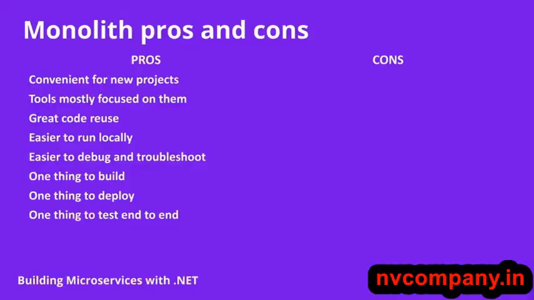There's one thing to test end-to-end. End-to-end verification of the application can take place as soon as the application has been deployed, with no other moving pieces that could impact testing. And there's one thing to scale. When the increased load demands more instances of the web application, there's only one app to scale. And when the increased scale is no longer needed, there's only one thing to scale down. Now, the cons.